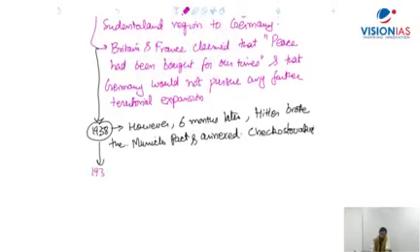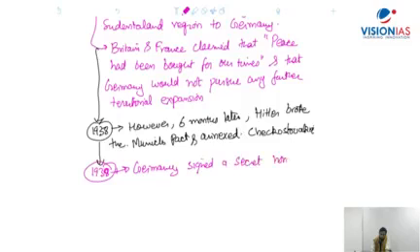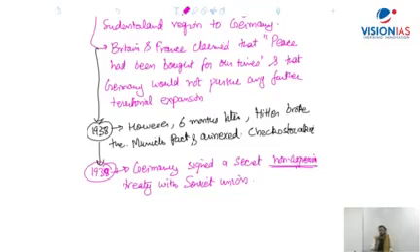By 1938 also, Germany signed a secret non-aggression treaty with the Soviet Union.